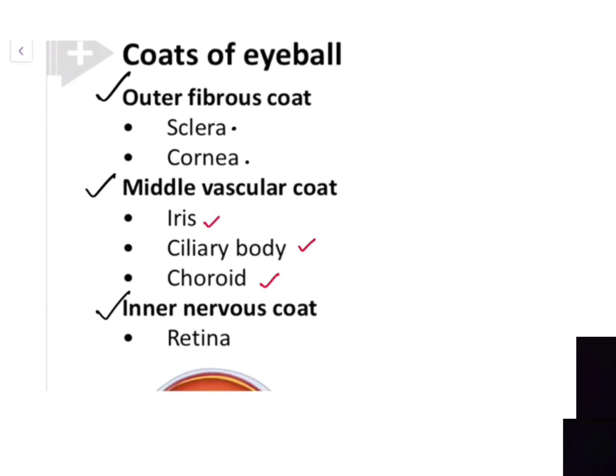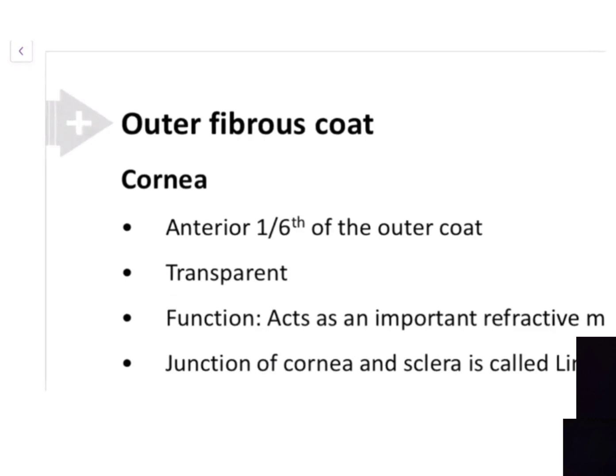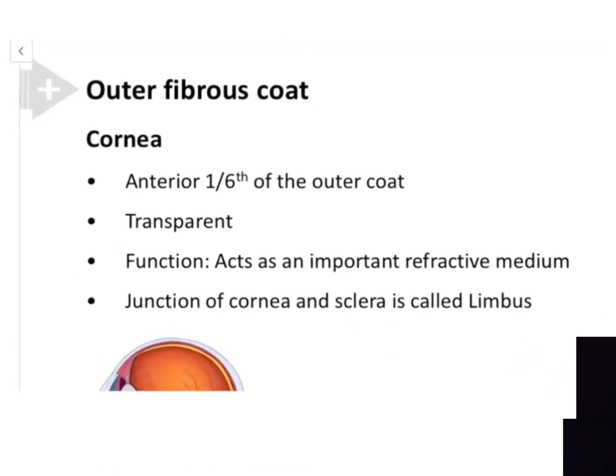Now this much was simple. Now we will learn a little bit in detail about each of the structures. So let's come to the outer coat. When we look at the outer coat, I told you the anterior part is the cornea and it is transparent. So the anterior 1/6 of the outer coat is your cornea and it is transparent.